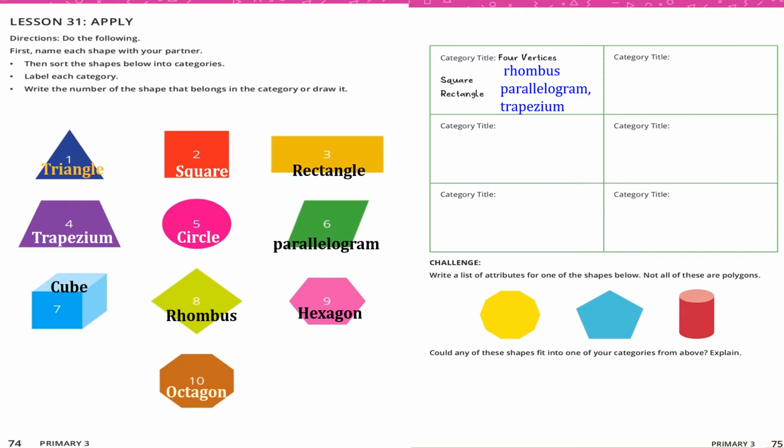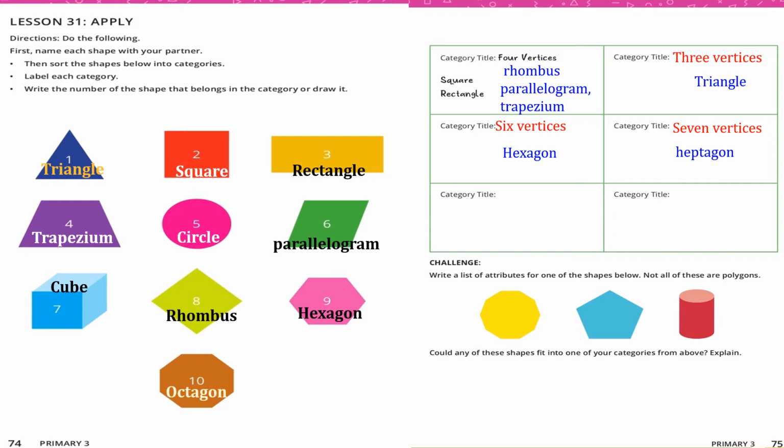Rhombus, parallelogram, and trapezoid. All of them have 4 vertices. The next category is 3 vertices, which has triangle. The next category is 6 vertices. It has hexagon. And the next one, 7 vertices. It has heptagon.